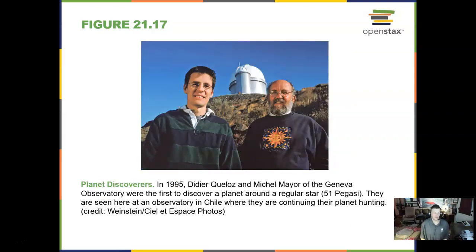Now, this is very timely here in 2019 as I'm recording this. Planet discoverers in 1995, Didier Queloz and Michel Mayor at the Geneva Observatory, were the first to discover a planet around a regular star, 51 Pegasi. And it just so happens that these guys won the Nobel Prize along with one other fellow in 2019 for that discovery.